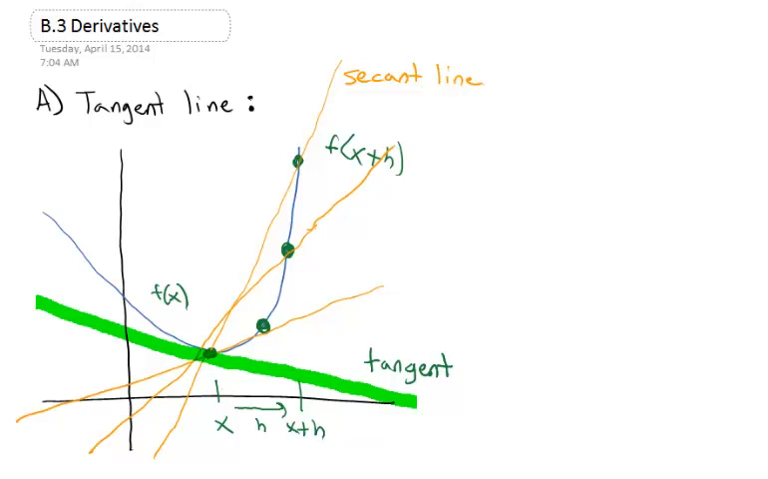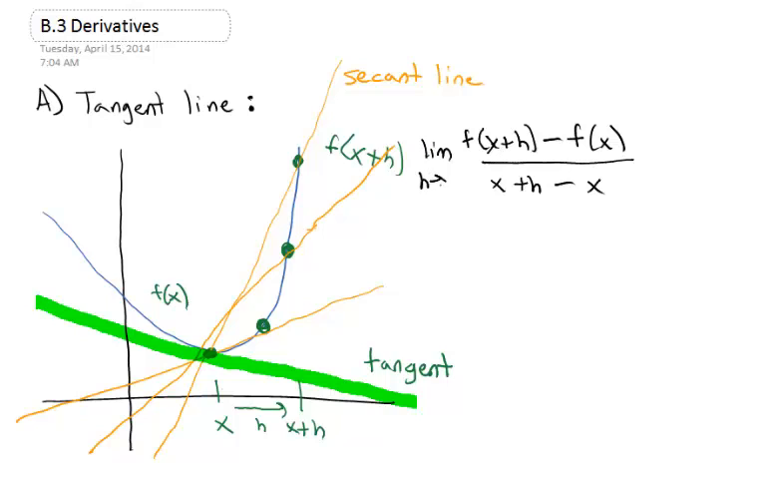And the slope of the tangent line is what we're going to call the derivative. And just like before, we found the slope of this line by taking y2 minus y1, or f of x plus h minus f of x, all over x2 minus x1, which was just x. And then we made h shrink and shrink, so we were taking the limit as h went to 0.